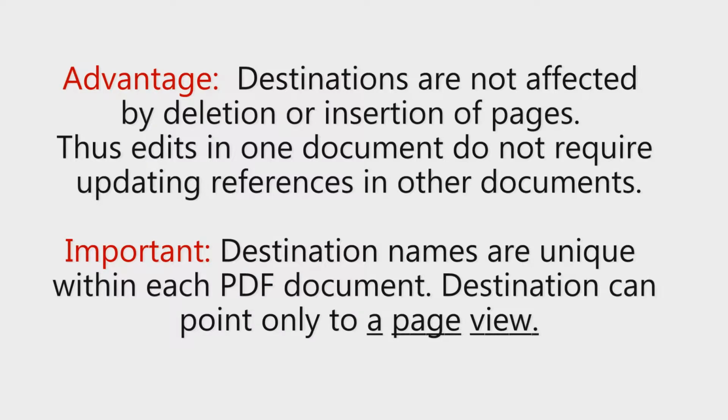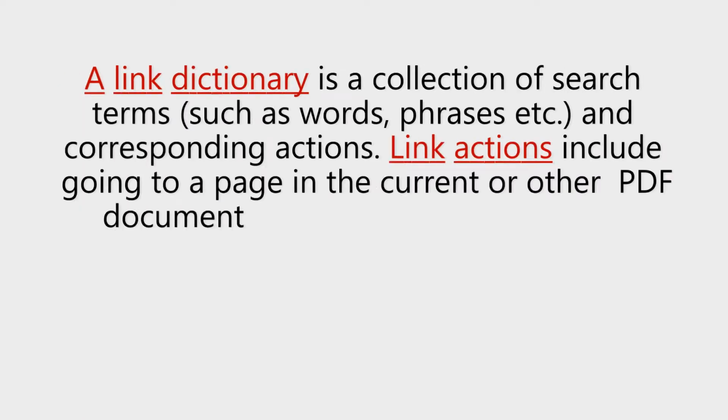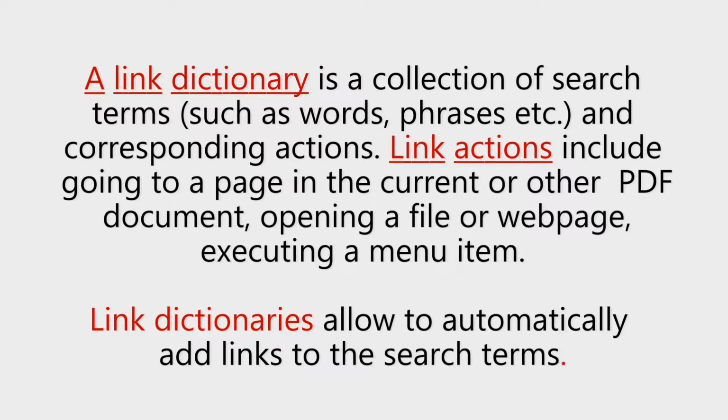It's important to note that destination names are unique within each PDF document. A destination can only point to a page view. A linked dictionary is a collection of search terms, such as words or phrases, and their corresponding actions. Link actions would include functions like going to a page in the current or another PDF document, opening a file or web page, or executing a menu item.